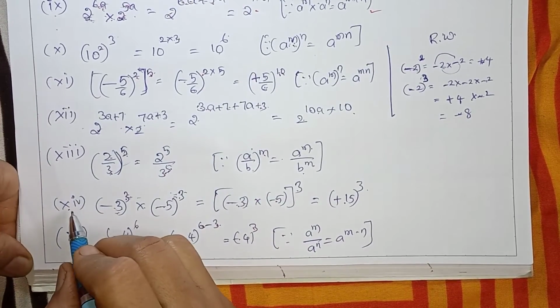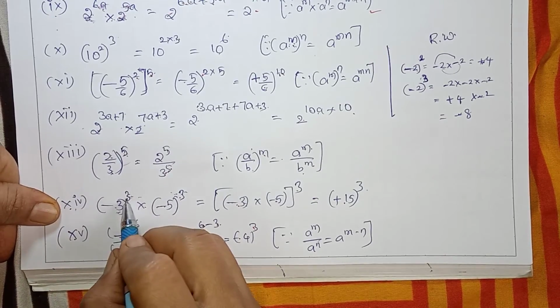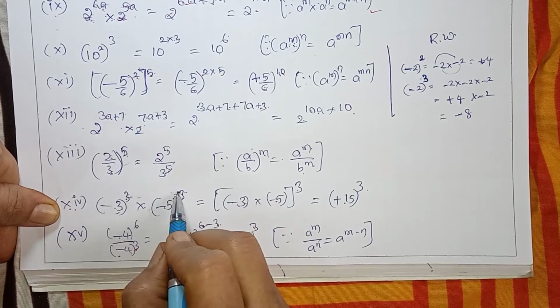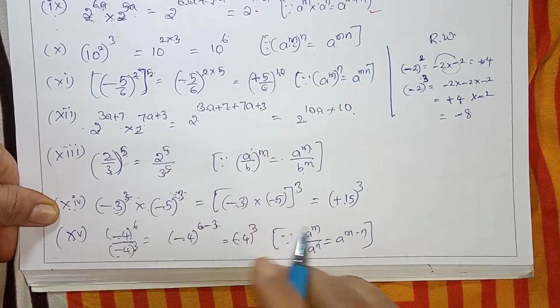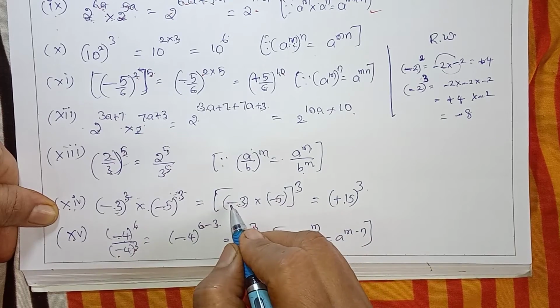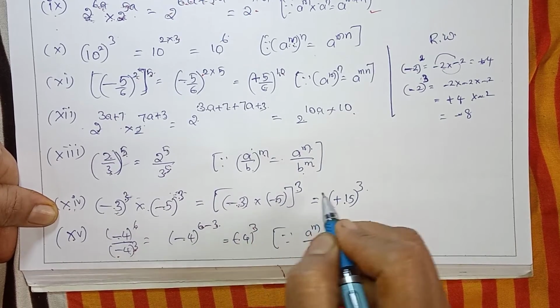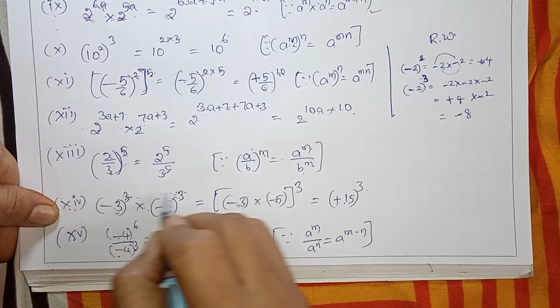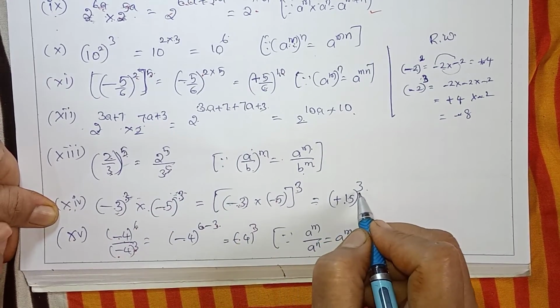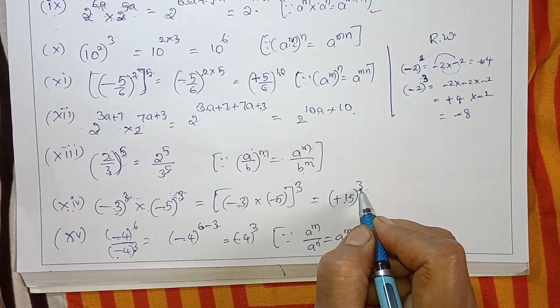Okay. 14th question: minus 3 cube into minus 5 cube. Here the powers are equal. Then the bases you have to multiply. Minus 3 into minus 5 whole to the power 3 only, because the powers are the same. Minus into minus is plus, so 15 whole to the power of 3.